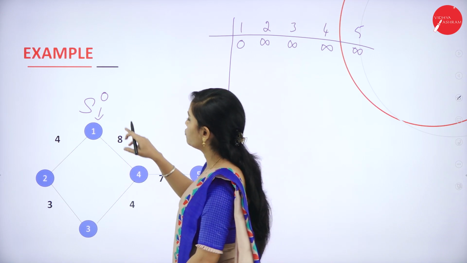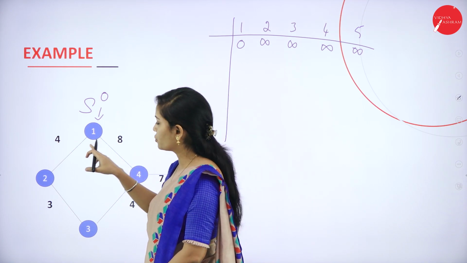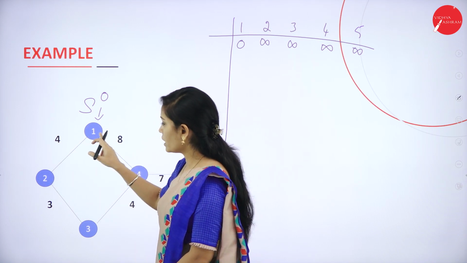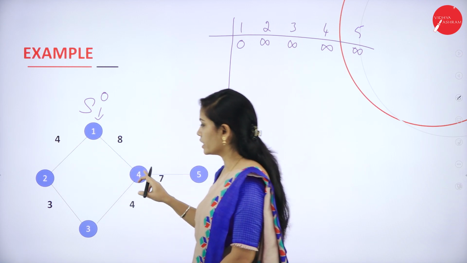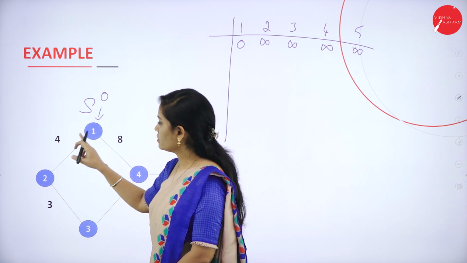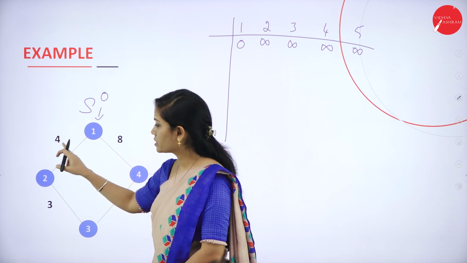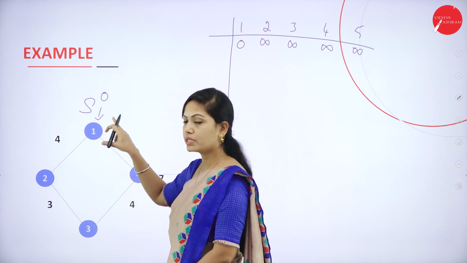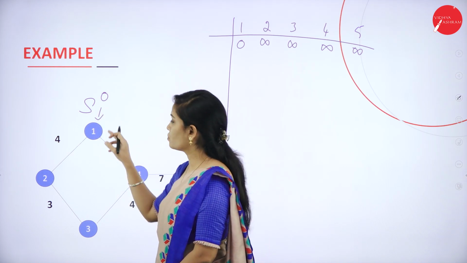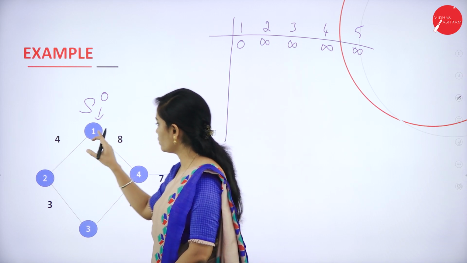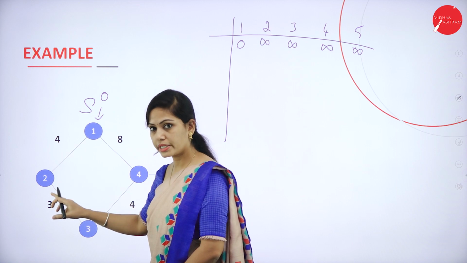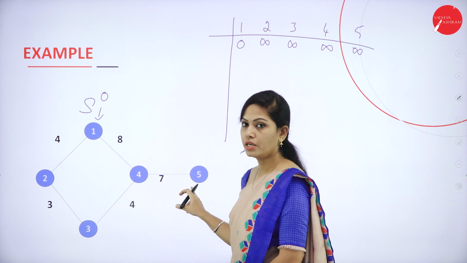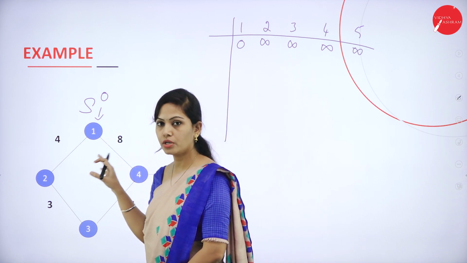So now vertex 1 is connected to vertex 2 and vertex 4. I'll repeat. Vertex 1 is connected to vertex 2 and vertex 4, right? So I can check the edge values. It is 4 and 8. So vertex 1 starts from 0 and this vertex 1 can travel to vertex 2 and vertex 4. It's connected to vertex 2 and vertex 4 and not to vertex 3 and not to vertex 5. So now I have to find the shortest path among these.